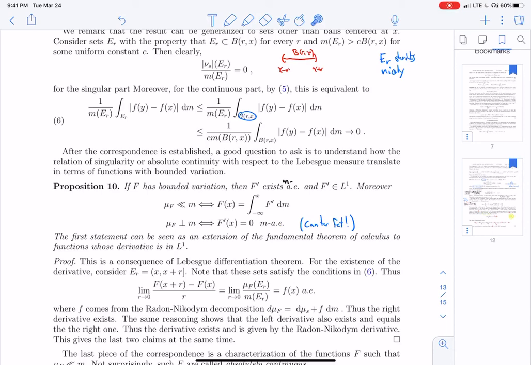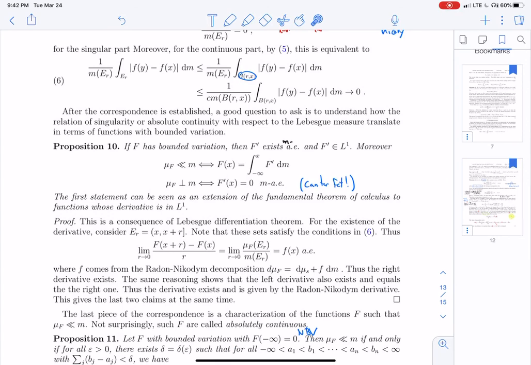In the second case, remember the Cantor function. We saw that example in class. The Cantor function is continuous and increasing, so it has bounded variation, so I can construct a measure, but it's mutually singular with respect to the Lebesgue measure. So in particular, we know that f prime is equal to 0 M almost everywhere, by this result.